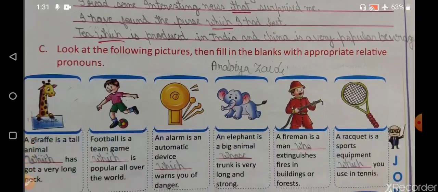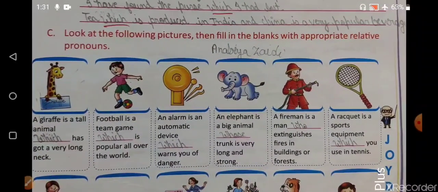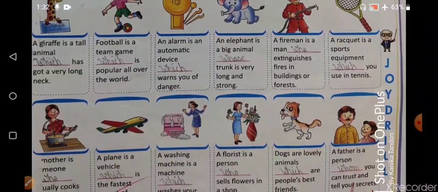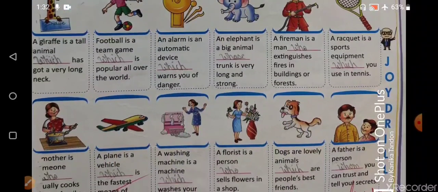Now next is, look at the picture below, then fill in the blank with the appropriate relative pronoun. A giraffe is a tall animal which has got a very long neck. Football is a team game which is very popular all over the world. An alarm is an automatic device which warns you of danger. An elephant is a big animal whose trunk is very long and strong. A fireman is a man who extinguishes fire in buildings or forests. A racket is sports equipment which you use in tennis.